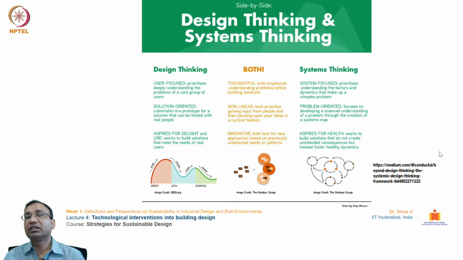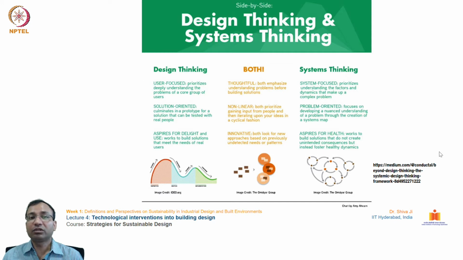Further, what was systems thinking? Systems thinking is a system-focused exercise which prioritizes understanding the factors and dynamics that make up a complex problem. It is majorly problem oriented, and the approach focuses on developing a nuanced understanding of a problem through the creation of a systems map. It aspires for health. It works to build solutions that do not create unintended consequences, but instead foster healthy dynamics.